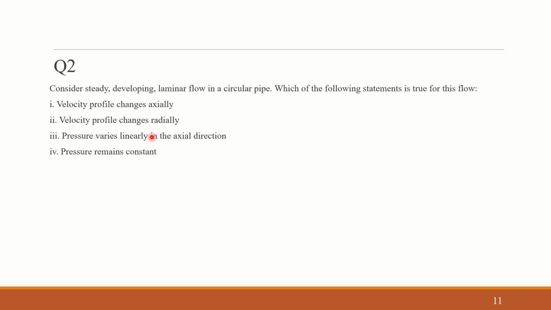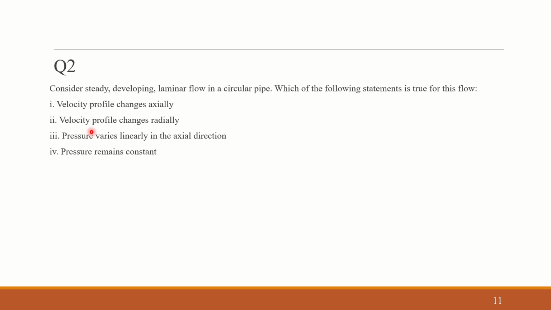Reading the question carefully, first we understand what is being given. It is a steady flow, a developing flow and a laminar flow. Just read the question clearly. It is not a fully developed flow, but a developing flow. Which of the following statements is true? Velocity profile changes axially. Second, velocity profile changes radially. Third, pressure varies linearly in the axial direction. And fourth, pressure remains constant.